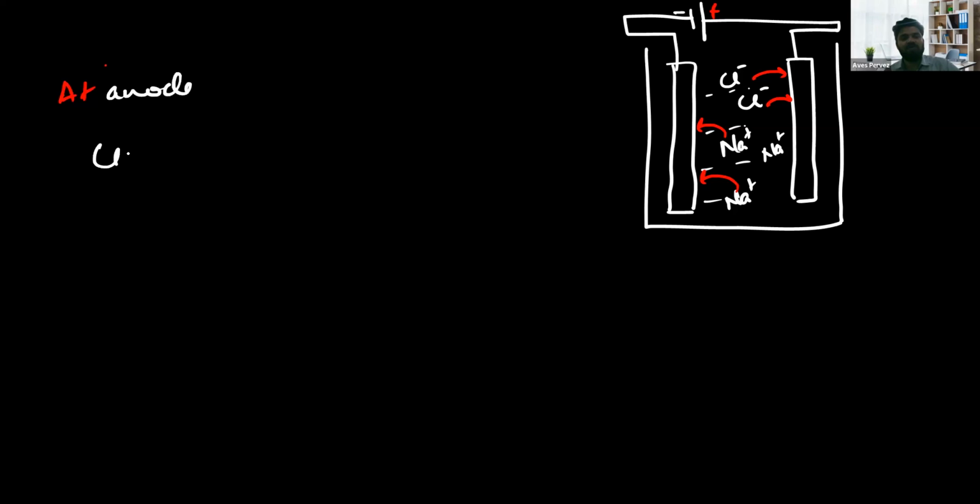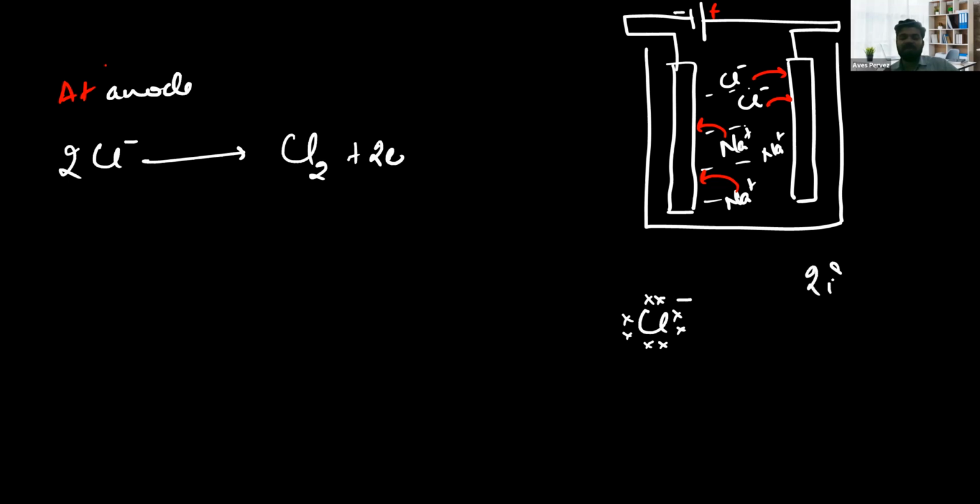The 2 Cl minus ions will donate their electrons and form chlorine atoms, losing 2 electrons. How? A normal Cl atom has the electronic configuration 2, 8, 7, meaning it has 7 electrons. But when Cl gets 1 extra electron, it forms Cl minus, meaning it has 8 electrons in its outermost shell. So if we have 2 Cl minus ions, then what would happen? Tell me.